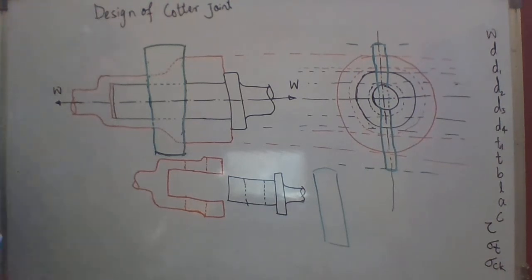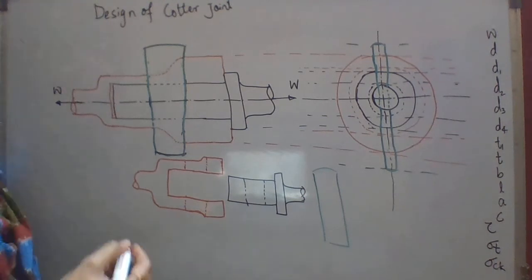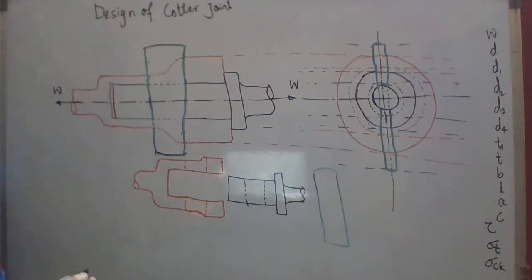So the second chapter is design of joints. In that we have to design various joints, and the first one is the quarter joint. You can see I have drawn the diagram of the quarter joint over here. A quarter joint is a joint which can join two shafts which are under axial tensile loading.